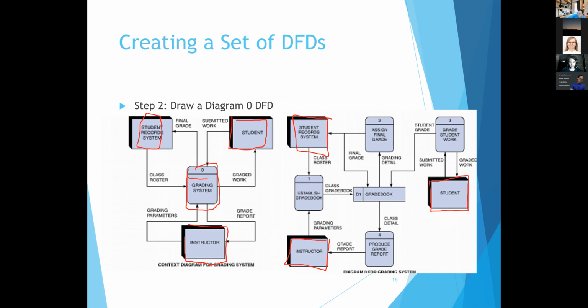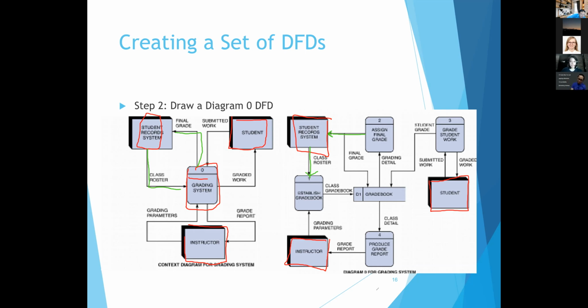Let me change the color of the pen. Just have a look. Now let's talk about the student record system first. It has 1 input and 1 output, right? So that means in your context diagram, it must have 1 input and 1 output as well. The 1 input is final grade here, and the 1 output is class roster here. Now we have finished with the student record system.